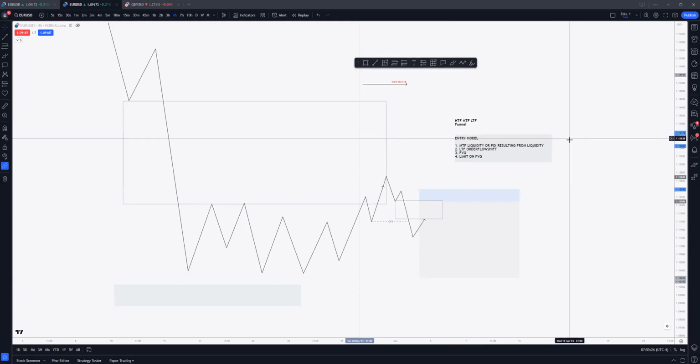Any other question? So if you're taking a trade off the medium time frame, what kind of stop loss are you using? Like how many pips?